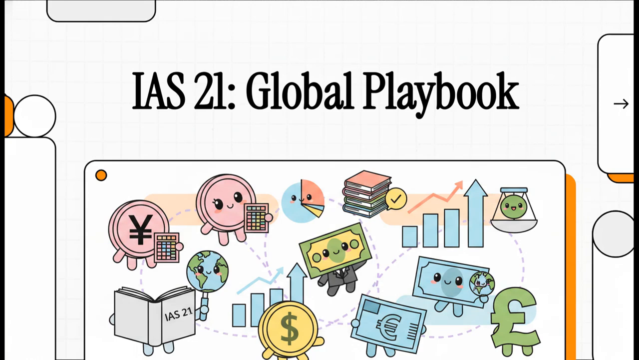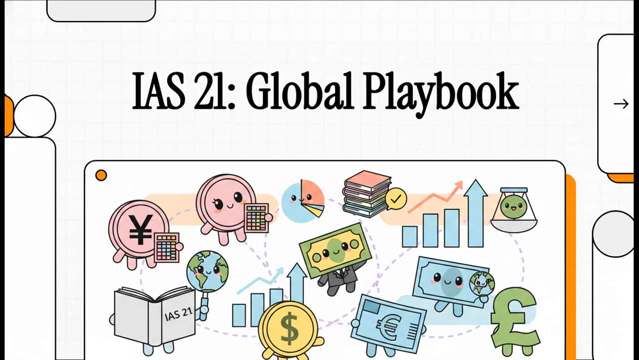Welcome to This Explainer. Okay, today we're going to tackle something that sounds incredibly dry, but is actually a massive deal for any global business, IAS 21. We're going to take these really dense technical accounting rules and translate them into a totally practical playbook. If you've ever found yourself wondering how on earth multinational giants keep their financials straight while dealing with 10 different currencies swinging wildly every day, you are in the exact right place.